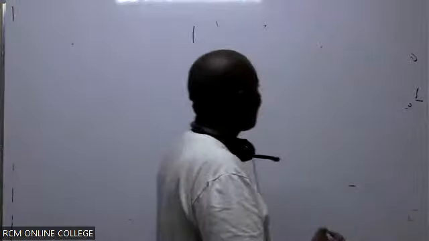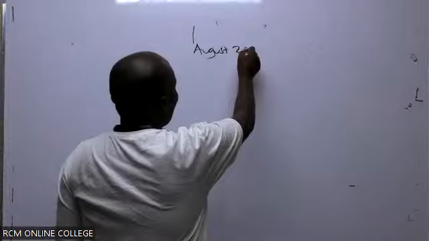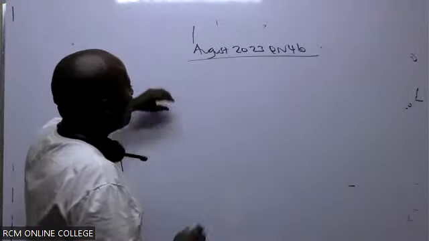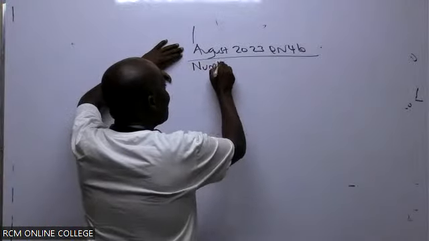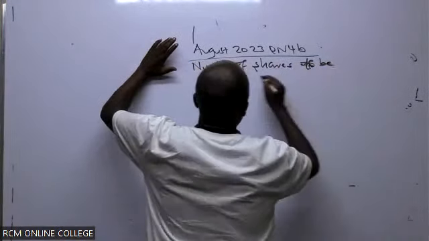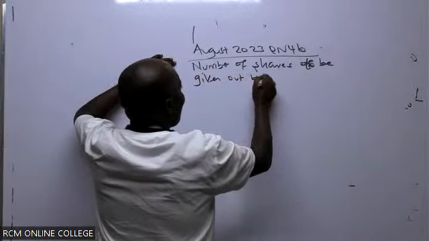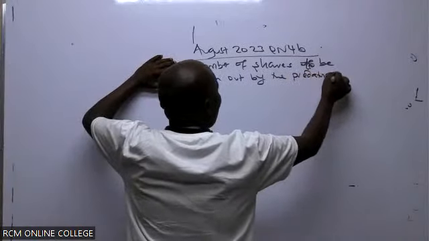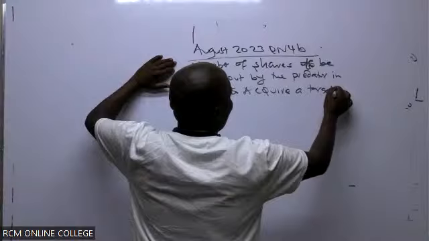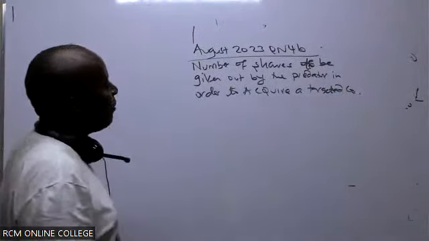So August 2023, question number 4B. This is a very special question regarding the number of shares to be given out by the predator in order to acquire a targeted company.